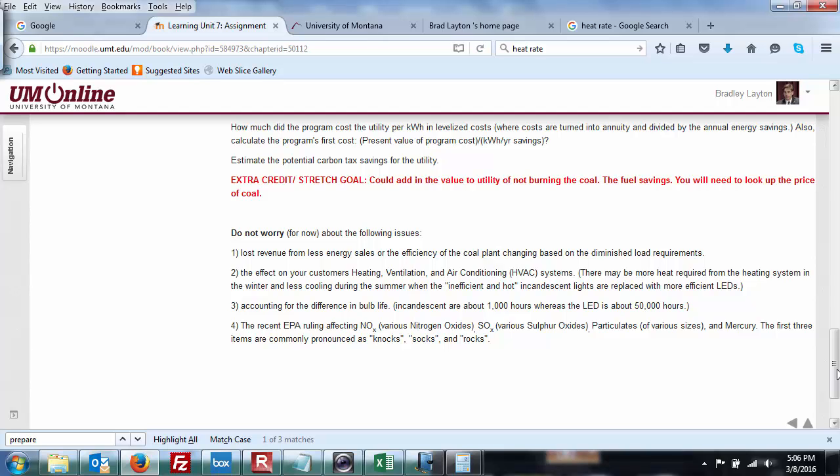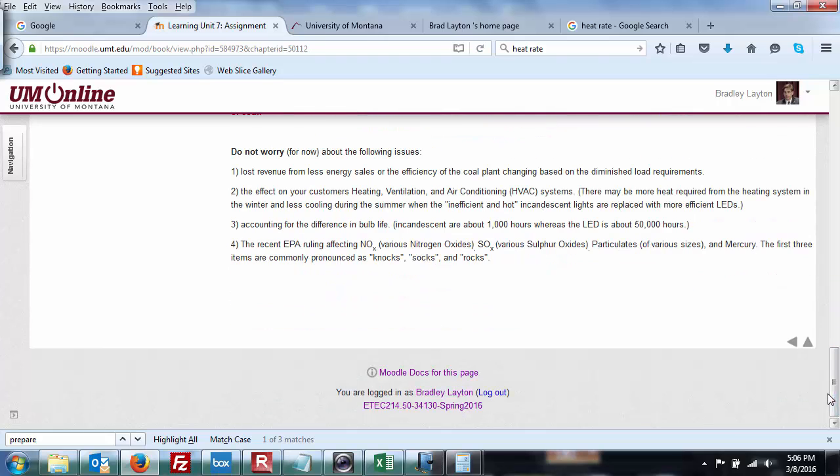I mean, the LEDs are actually going to save you much more over the long run. Wow. Knocks, socks, and rocks. That's a good one. That's the first one I've heard. Okay. And then what else is in here?